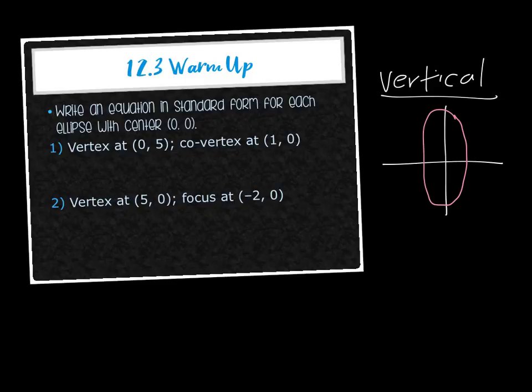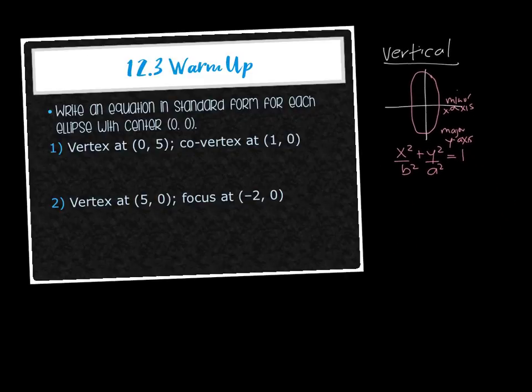Okay, the major axis is your vertical one, which is the y-axis, and the minor is your horizontal, which is the x-axis. And so the A is always, remember, the larger of the numbers, and if it's vertical, the A goes where? Under the y. So this would be a squared, this would be b squared.